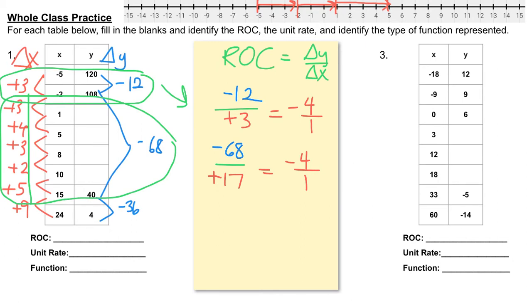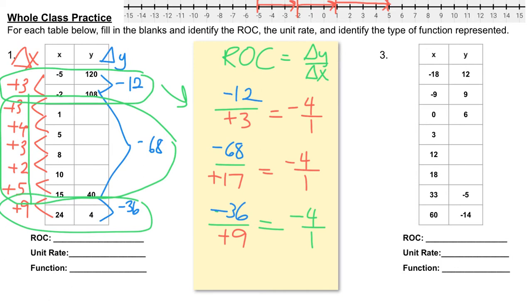And then our last pairing is -36 over +9, and you might recognize that already, but if you divide that out, you're going to get -4 over 1 again. If you divide it on your calculator, -36 by 9, you're going to get -4, but that is the same thing as -4 over 1. So I put that on my sticky note.